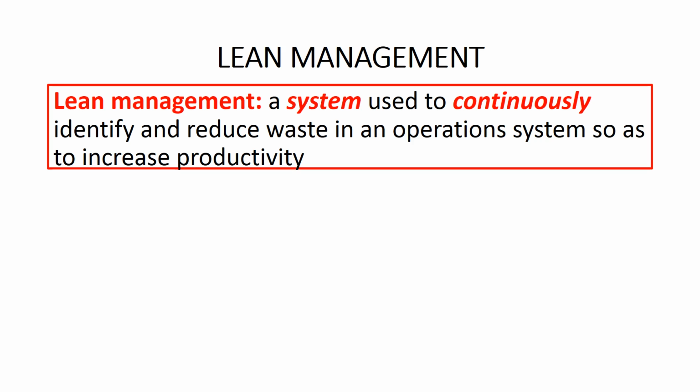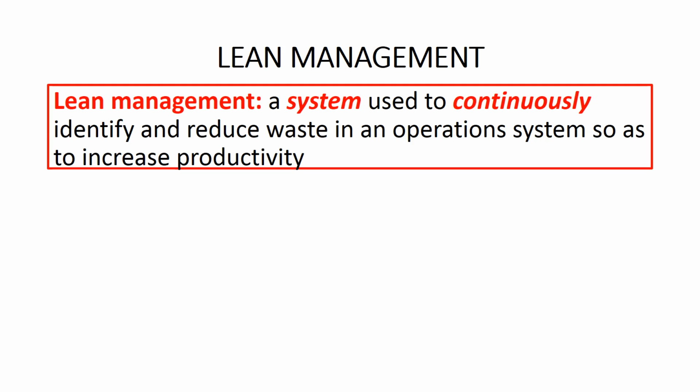The first is that lean management is a system. It's not just an isolated or once-off act that a business might take to reduce waste. Instead, lean management refers to a process that a business has in place to continuously identify and reduce waste.